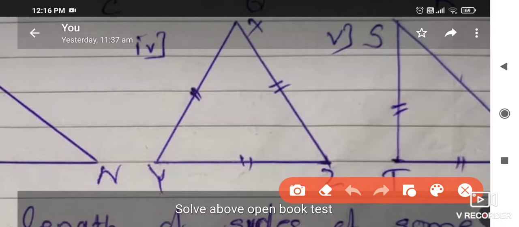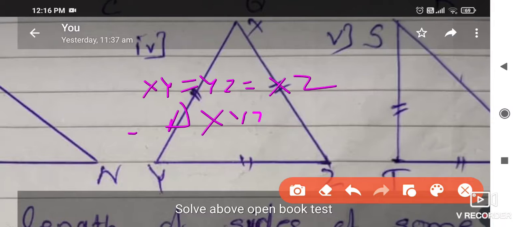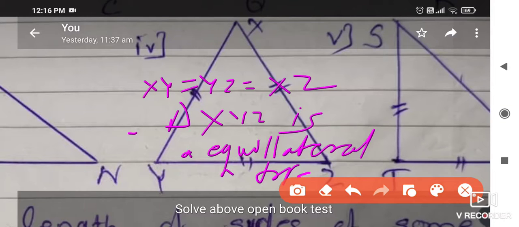And in triangle XYZ, the sides XY is equal to YZ is equal to XZ, and therefore triangle XYZ is an equilateral triangle.